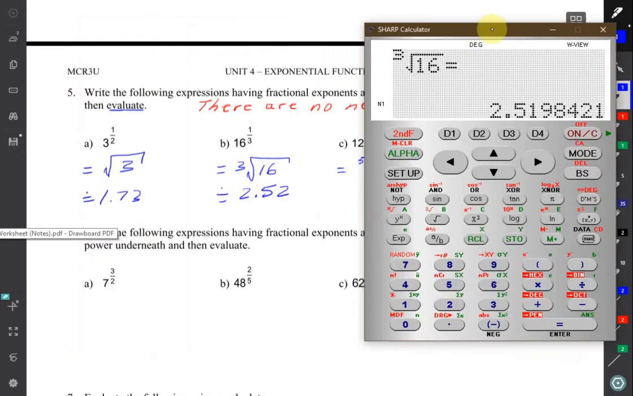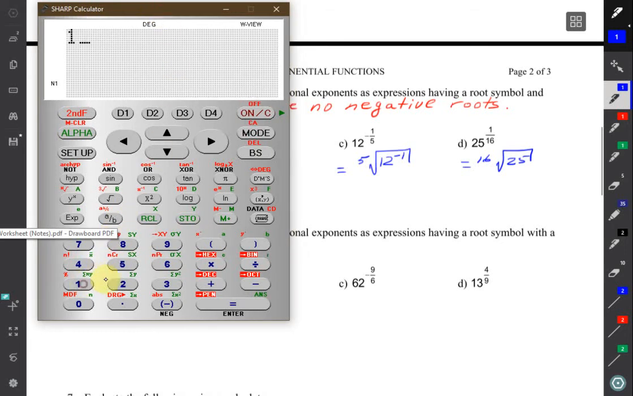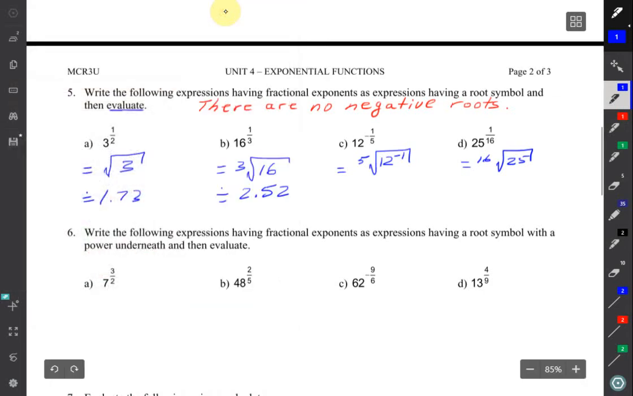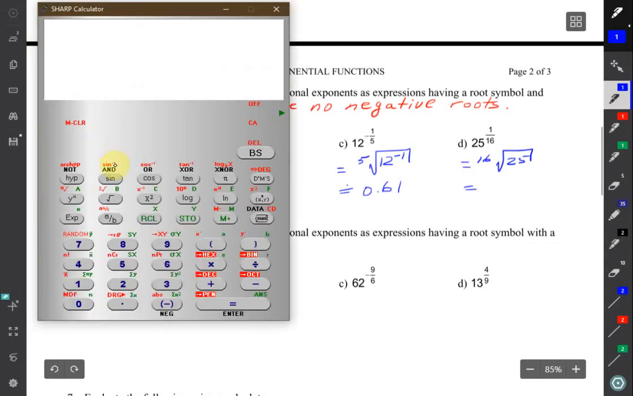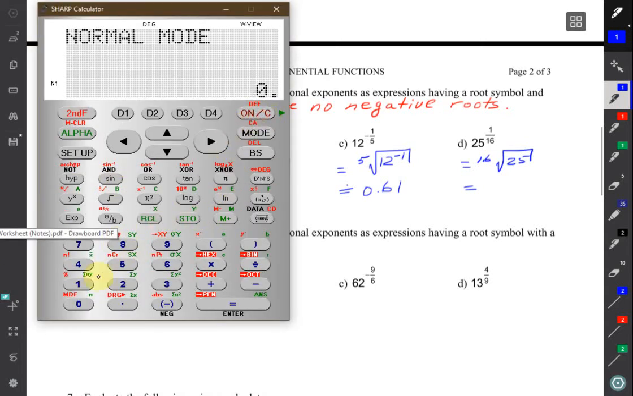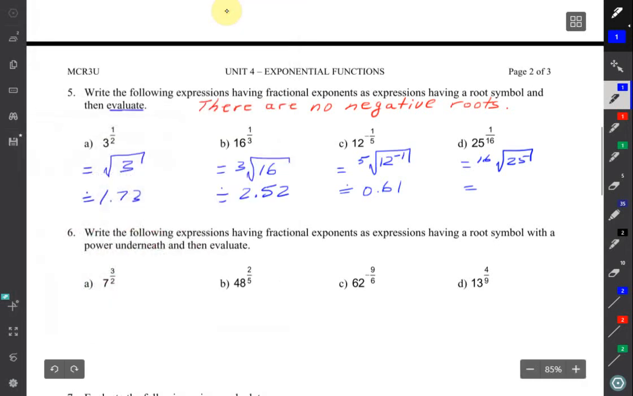12 to the negative 1/5. 12 to the exponent negative 1 over 5 is 0.61. And the 16th root of 25 is equal to 1.22.